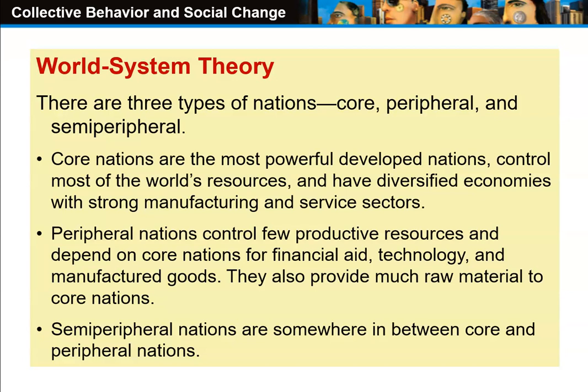Peripheral nations control few productive resources and depend on core nations for financial aid, technology, manufactured goods, and they also provide much of the raw material to core nations. You'll see many of these peripheral nations in places like Africa, in Central America. Semi-peripheral nations are somewhere in between core and peripheral nations. So these would be those countries that are still kind of dependent, but are rising up.